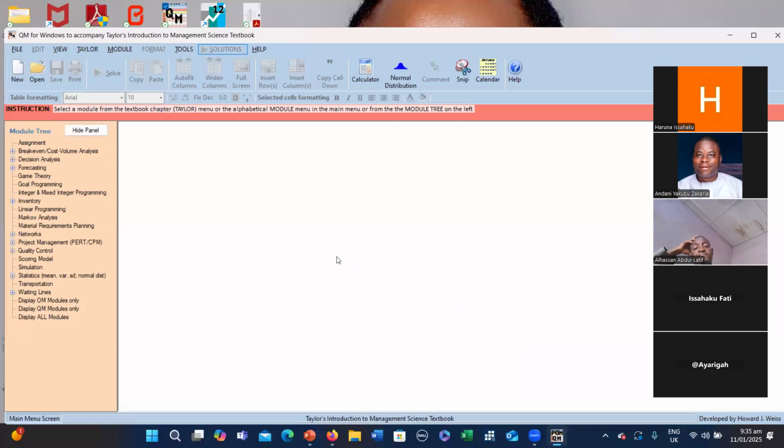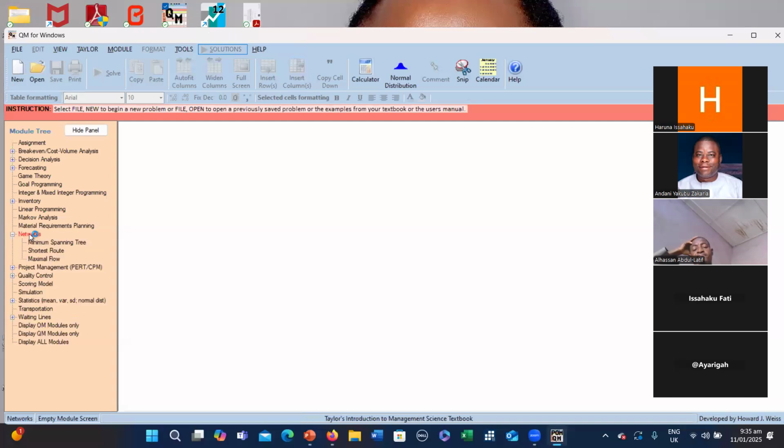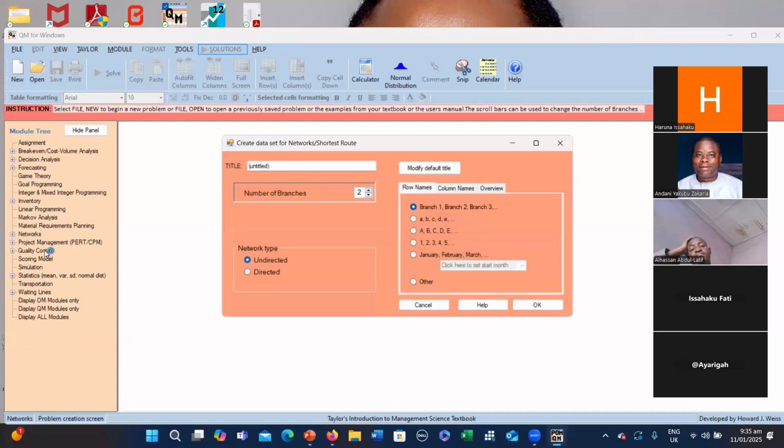If you open the QM for Windows and follow the module tree, you will see network. And you see minimum spanning tree, shortest route, and then maximal flow. We are dealing with shortest route, so you can click on it.